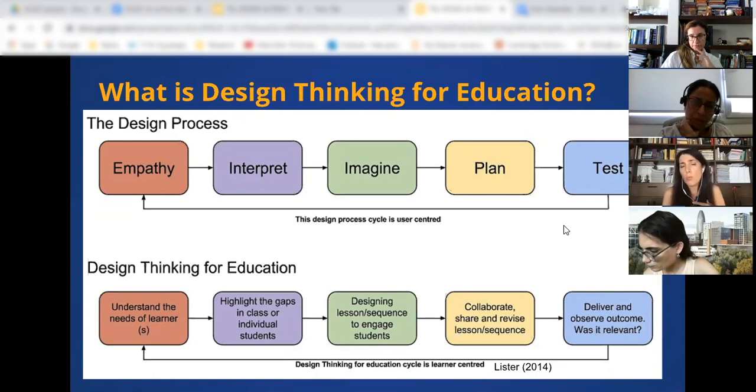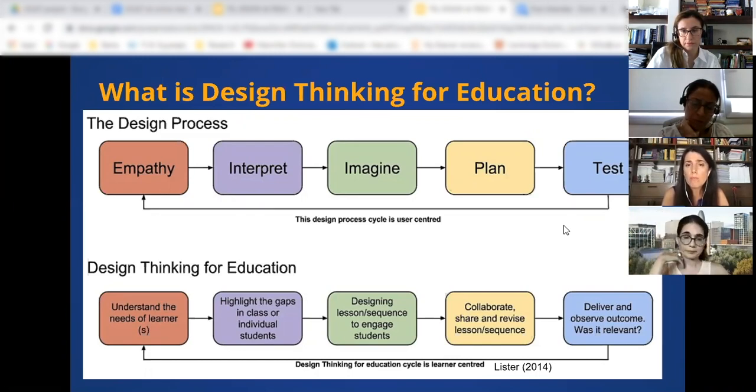This is exactly what we do when we try to design our course. So based on the needs that our students have, we try to design an interesting course with activities and all that. Then we have the planning, collaboration, sharing, and all that. And then in the end, we have the delivery of the outcome. So we can see we are at the end of our course.